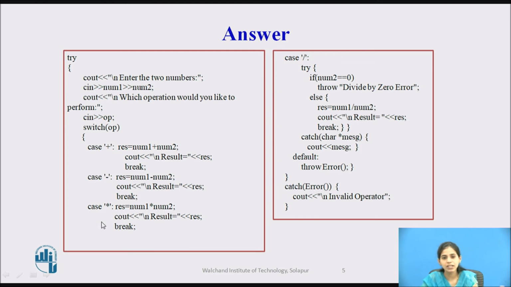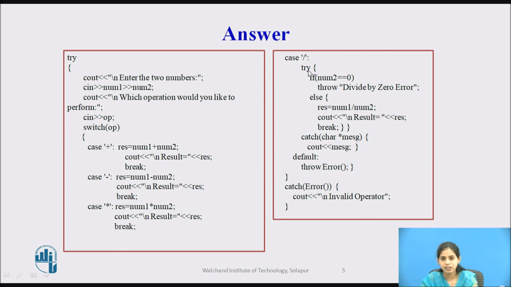Next we perform the multiplication operation. So here in the case star, we perform the multiplication operation num1 star num2, and that value is stored in the res, and then we display the result on the screen and then we break the multiplication case. Similarly, we write down the case for the division operation. Case divide, here we pass the symbol divide.